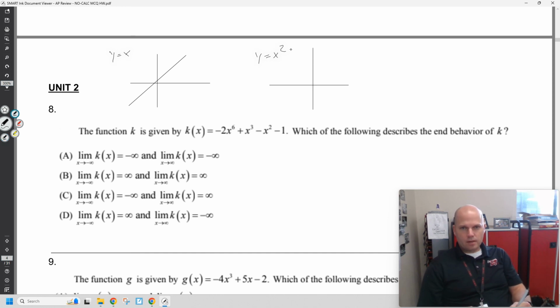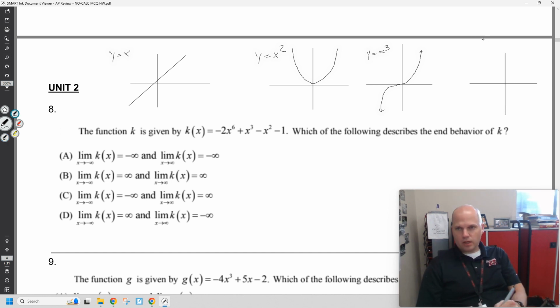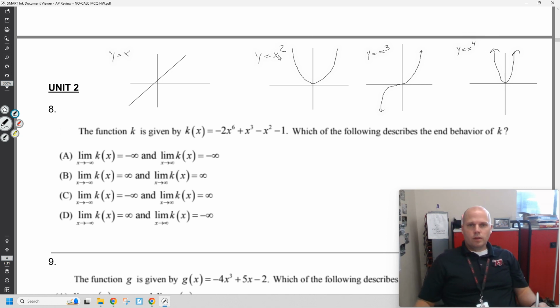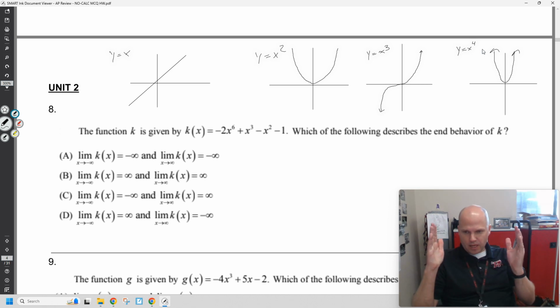So just providing maybe like four. You got y equals x squared, y equals x cubed, and then x to the fourth. And from here, you can kind of make assumptions and conclusions. What do we notice? That the even powers' end behavior is up and up.